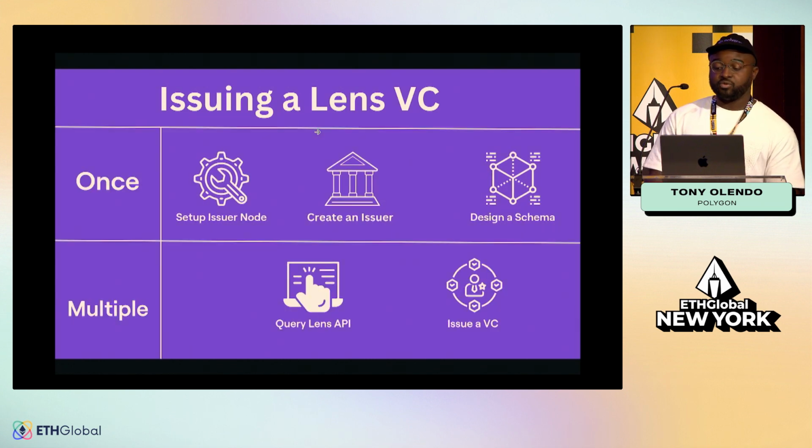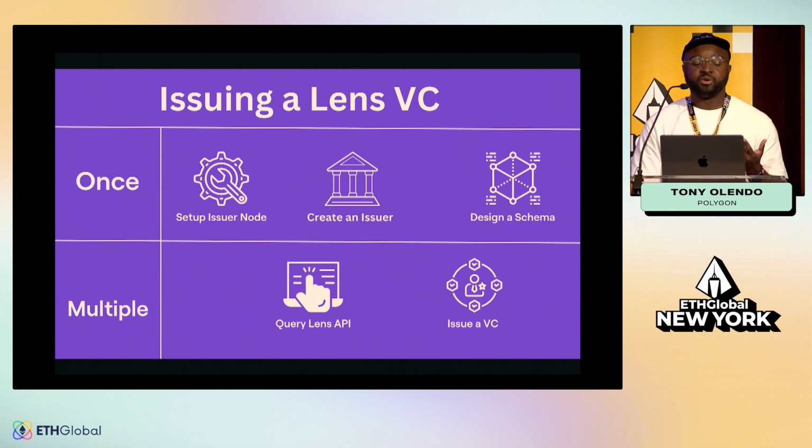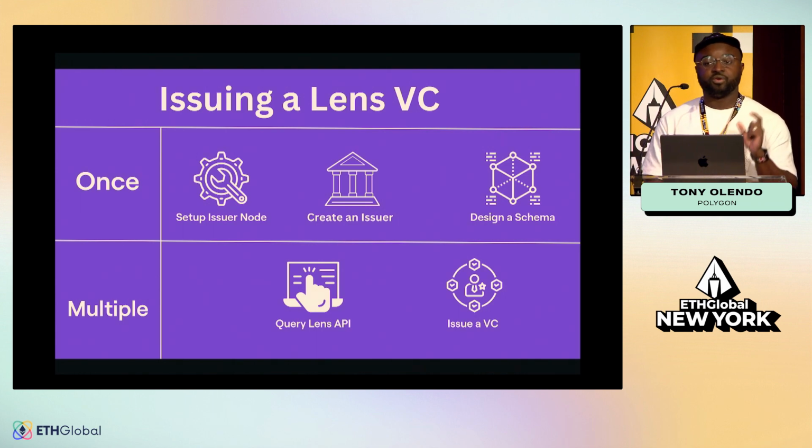These are the things that you'll have to do once. You need to set up your issuer node, which you only need to do once. You need to create an issuer, which, again, you also need to do once, and store your issuer DID. And DID is your decentralized identifier or identity. You need to design a schema, which essentially is the shape of the data that you want to send to the user's Polygon ID wallet.